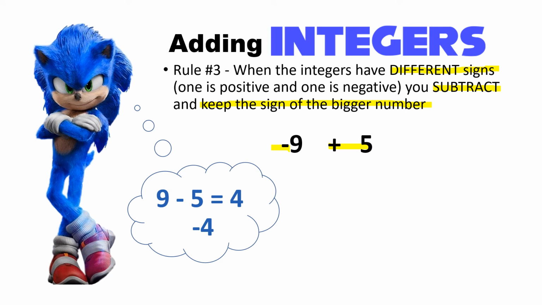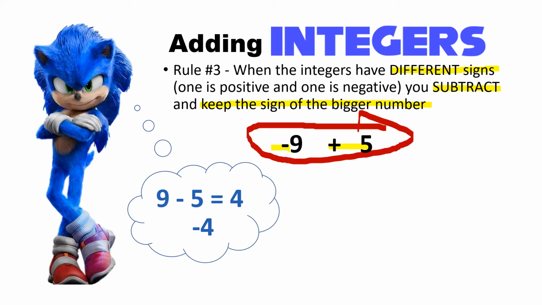So to reiterate that, when the signs are different, you subtract the two numbers. So in this case, 9 minus 5. 9 minus 5 is 4. Look back to your problem and see what sign was in front of the bigger number. Well, the sign in front of the bigger number is negative, so my answer is also negative.